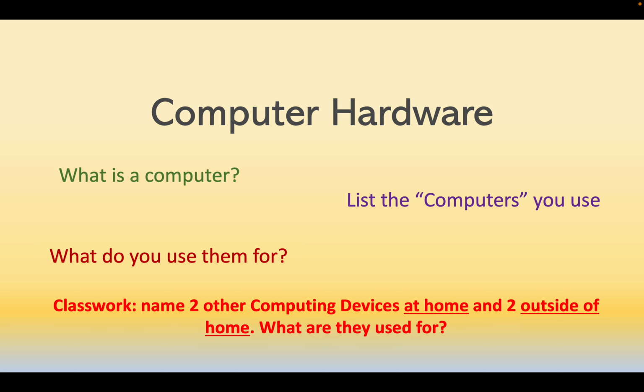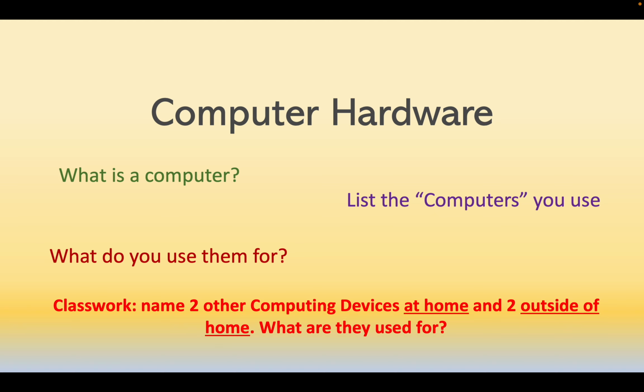Okay, so this is where, for classwork, I would have expected that on your own, you've listed your computers and what you use them for. So maybe have a look at what some of your neighbors have done and think about 2 other devices that you have at home and 2 that you might see maybe on the street, somewhere outside of the home. And what are those devices used for?